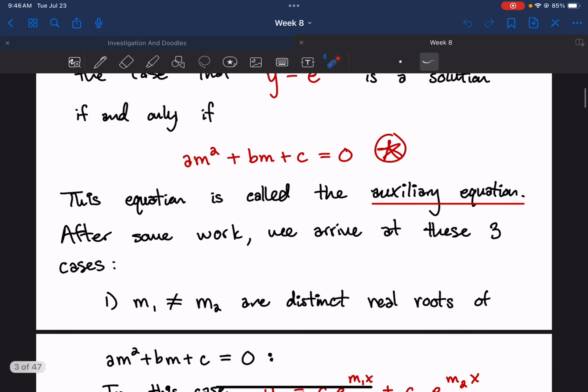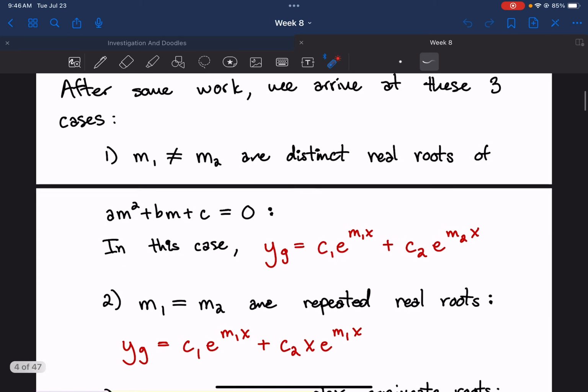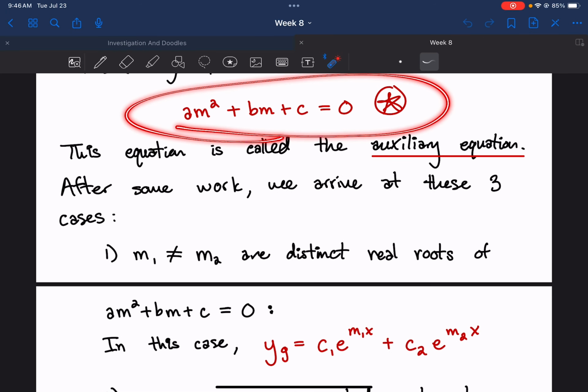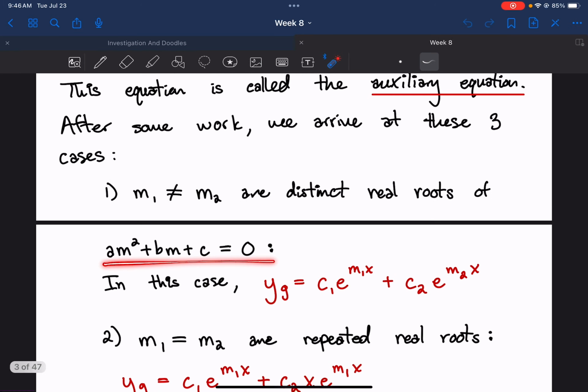After some work, we get three cases. The first case is that you have distinct real roots of this auxiliary equation. If you have two distinct real roots to this auxiliary quadratic, your general solution is c1 e^(m1 x) plus c2 e^(m2 x).